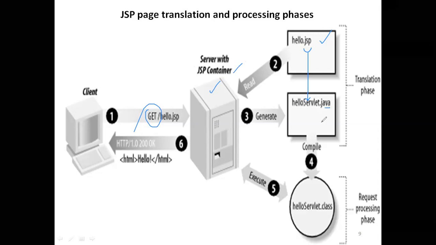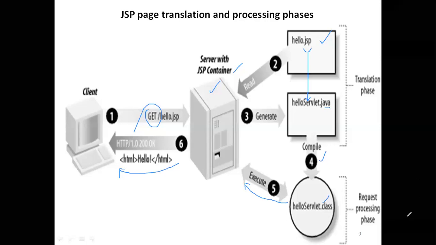Once the Java file is generated, the next step is to compile it. When we compile, it goes through javac and becomes a .class file. Once the .class file is there, it is loaded into the memory of the JSP container, and from here you will create the response. This HTML file will give you the response for the web page that we have given.